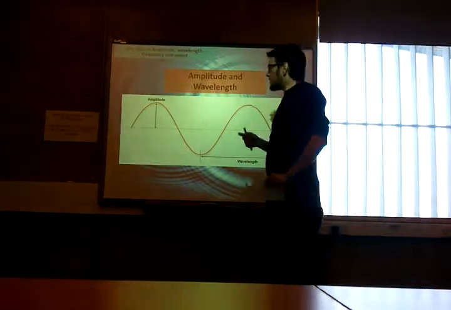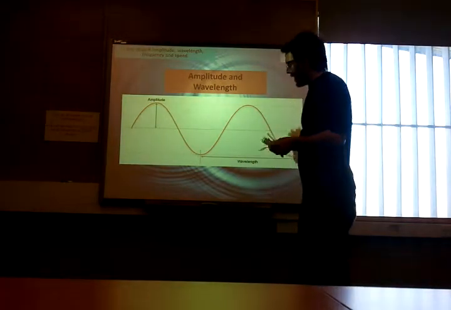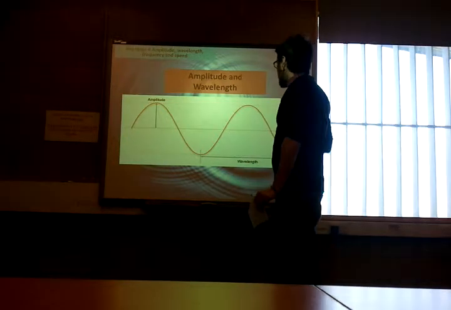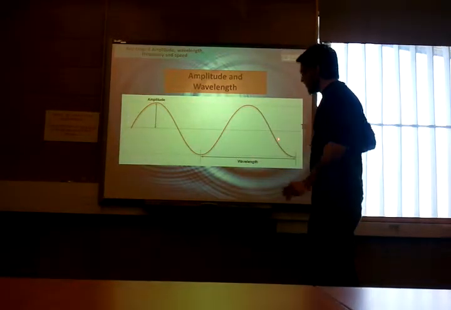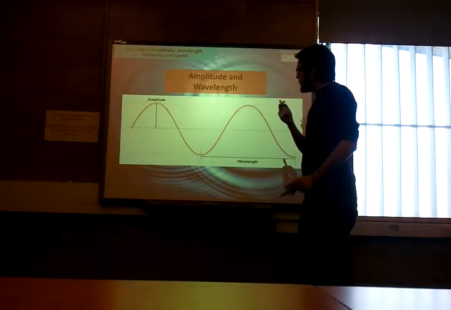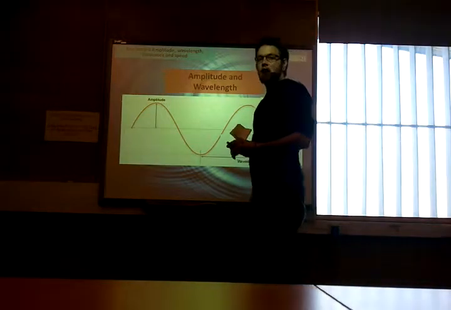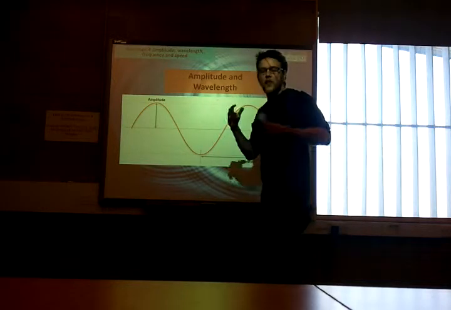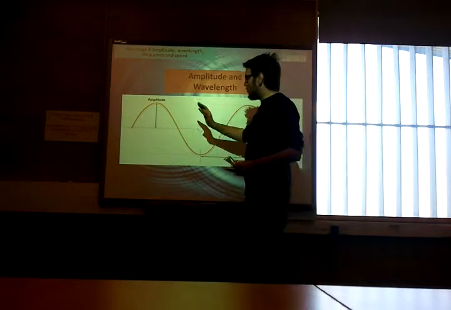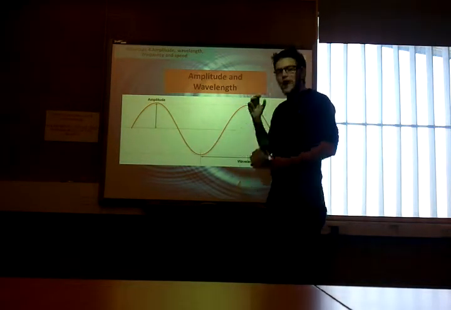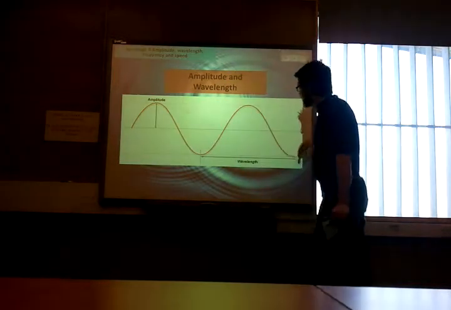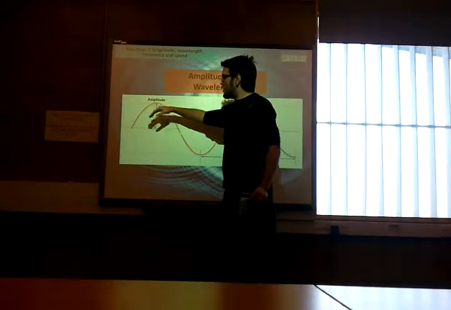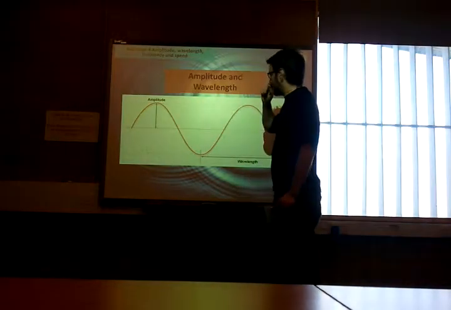So first things first, amplitude and wavelength. As we were talking about in our first lesson, we have a transverse wave here. What a transverse wave, or a vibration formed into a wave, is called is a pattern of disturbance. So this transverse wave shape is what we call a pattern of disturbance.